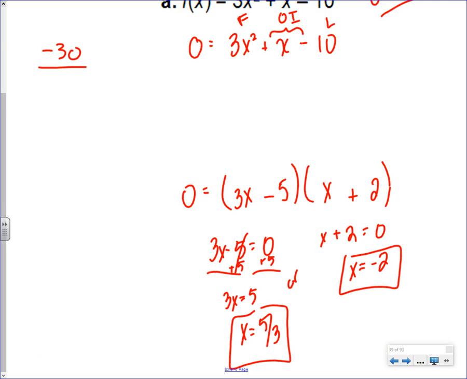Why is this a hard factoring problem? Because it has an A that is not 1. Yeah, ax squared plus bx plus c. My a is not 1, it's 3. How did I get the negative 30? If you're going to do grouping, what do you have to do? Multiply the a and the c. Multiply the 3 and the negative 10. Factors of negative 30.